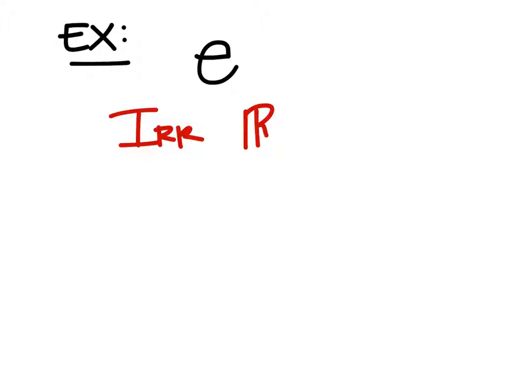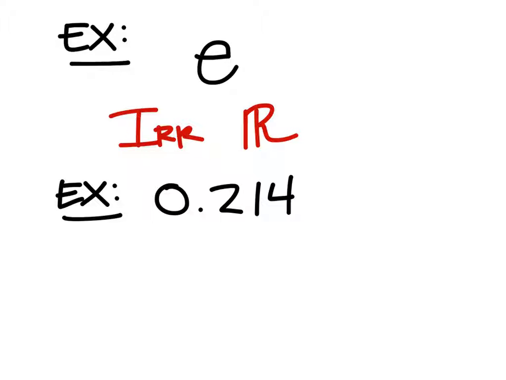Let's look at our own example like E. They talked about E on one of the homework assignments. E, if you put it in the calculator, you would see that this one is irrational, but also real. So what about some kind of terminating decimal? What do you guys want? 0.214. Let's categorize this. Rational and real. Very good. This one is rational and also real. 2 different fancy R's.